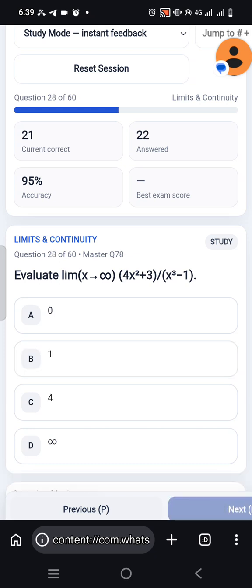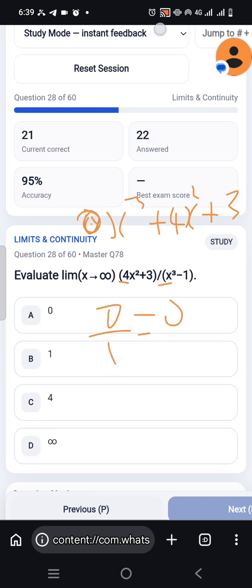So this one too. But in this case, you can see this one, the highest power is 4x squared. The highest power here is x cube. So you can say that this 4x squared plus 3 is the same thing as 0x cube plus 4x squared plus 3. This 0x cube is actually 0, so it's not affecting everything. Meaning the coefficient of highest power here is 0. The coefficient of highest power here is 1. So 0 over 1 is 0. So the answer is 0.